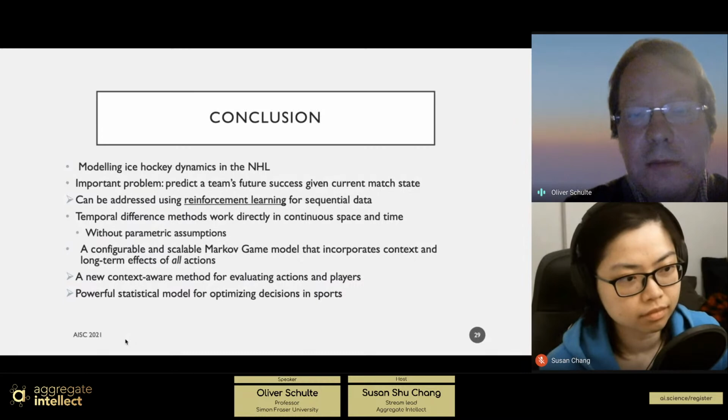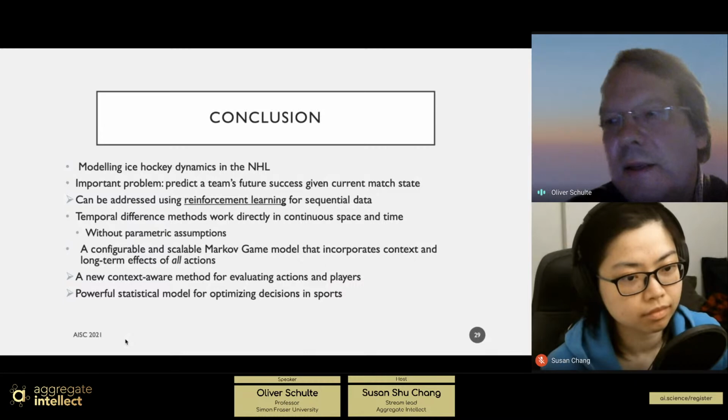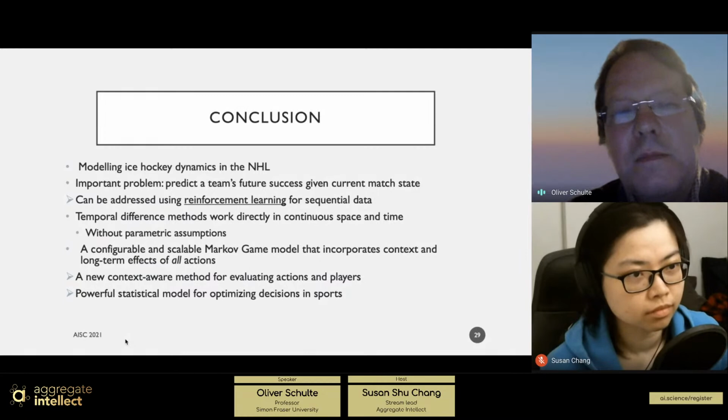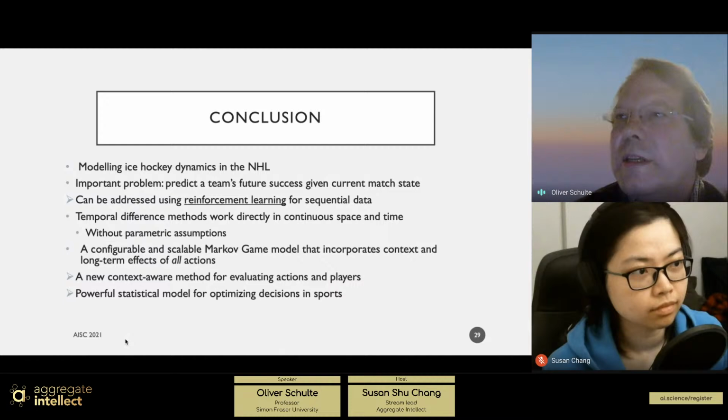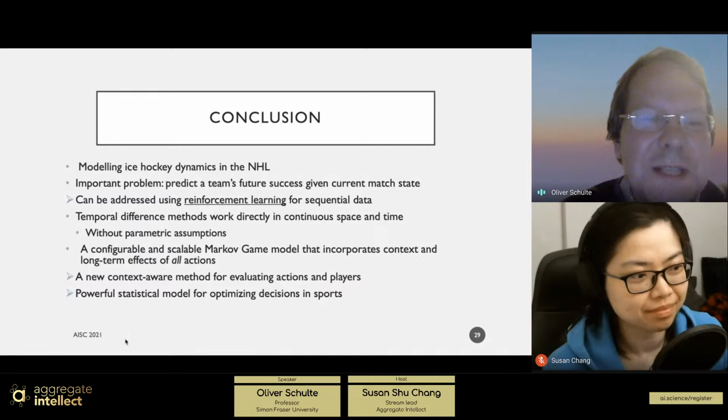TD, temporal difference methods, are, I think, very promising for sports because they work directly in continuous space and time. And if you use a neural network anyway, you're not committed to particular parametric assumptions like Gaussian or Poisson, which, anyway, we can discuss more whether that's good or bad, but it's hard to think of reasonable parametric assumptions for something as complicated as ice hockey. So I think it's a plus.